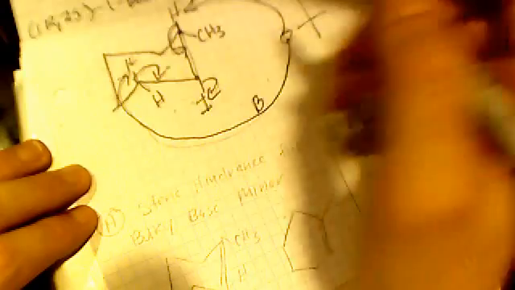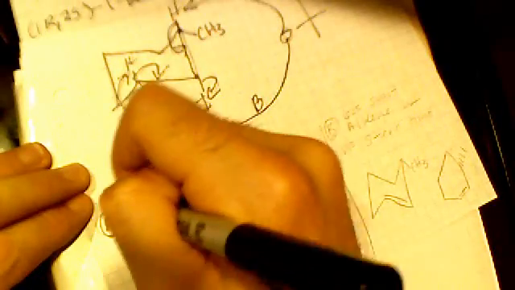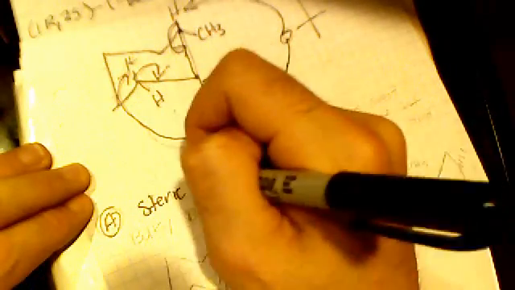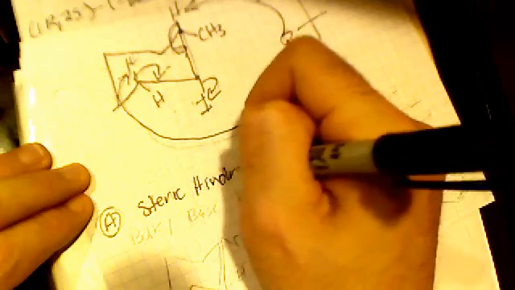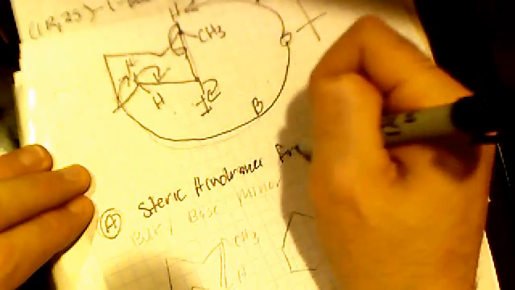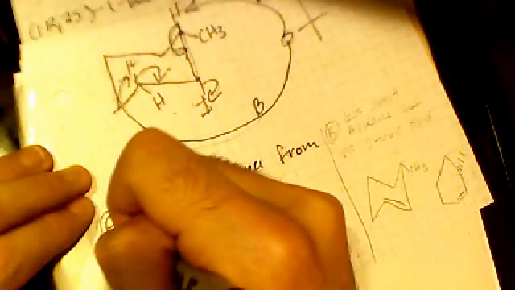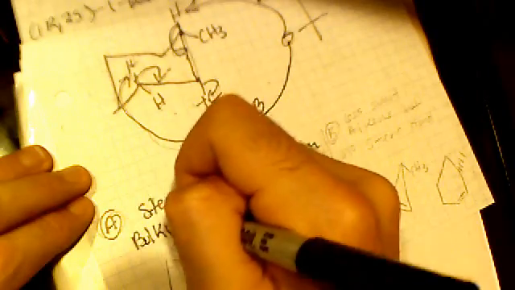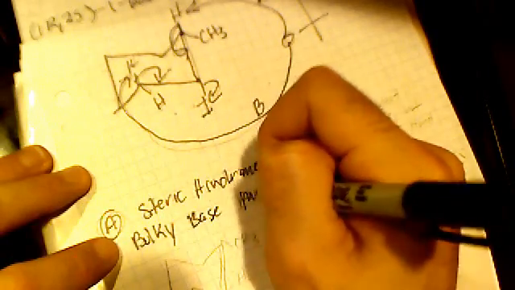Right. Path A, steric hindrance from the bulky base makes the minor product.